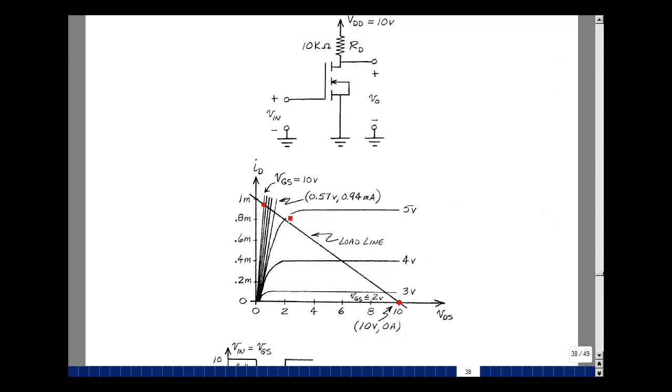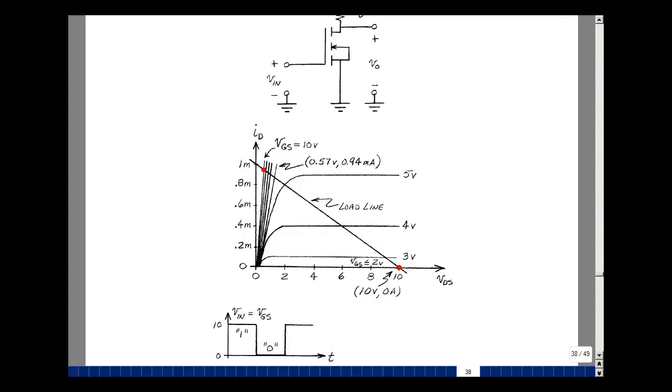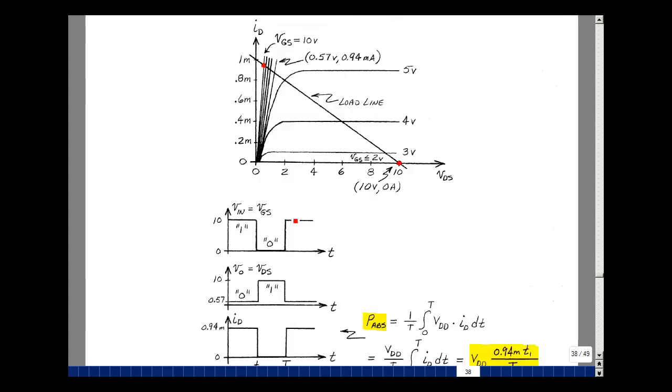and the intersection with these VI characteristics will give us the solution. Suppose that our input is a square wave going between 10 volts and 0, so logical 1, logical 0. We apply 10 volts for the input voltage. That's also the gate source voltage. Here's the line where the gate source is equal to 10, 9, 8, so on, all the way down to 2. The voltage here is approximately 0.57 volts, and the current just a little bit less than 1 milliamp, 0.94 milliamps.